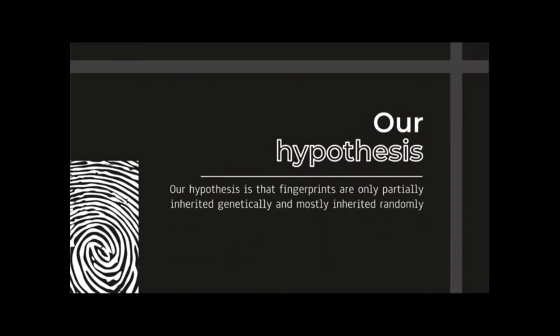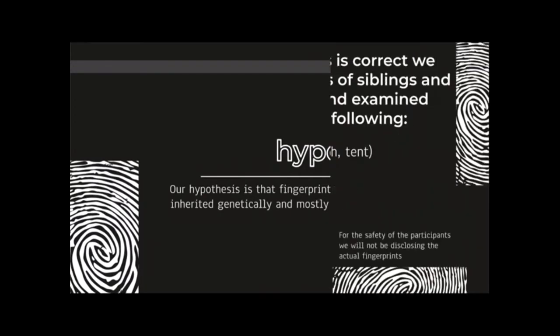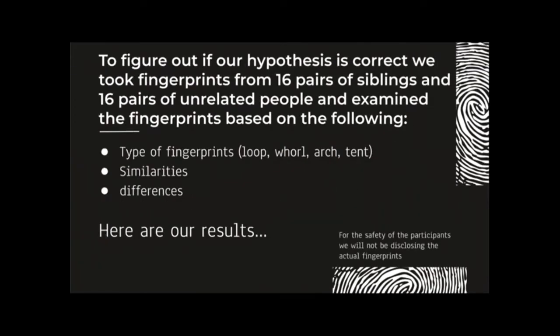Our hypothesis is that fingerprints are only partially inherited genetically and mostly inherited randomly. To figure out if our hypothesis is correct, we took fingerprints from 16 pairs of siblings and 16 pairs of unrelated people and examined their fingerprints based on the following: type of fingerprints, which could be loop, whorl, arch, or tent, and similarities and differences between them.